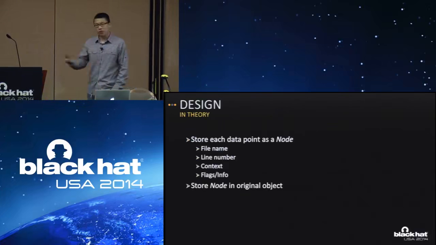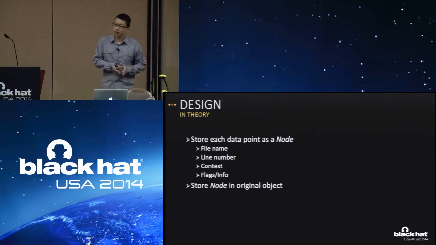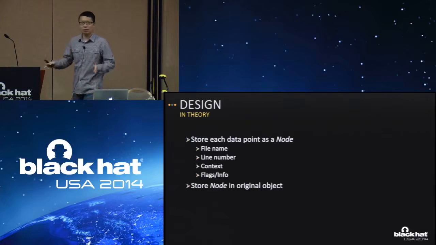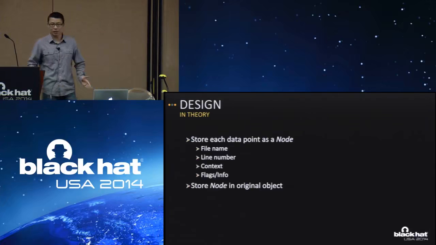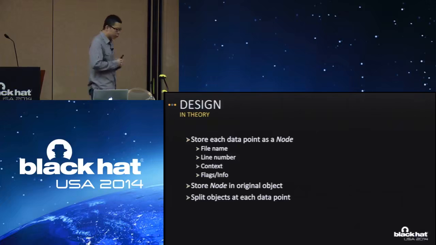And then we store the node object into the original object that we're tracking data flow with, so that we do not have to create a separate map just to track data flows, because that would be really messy and hard to maintain. And here's the interesting point.